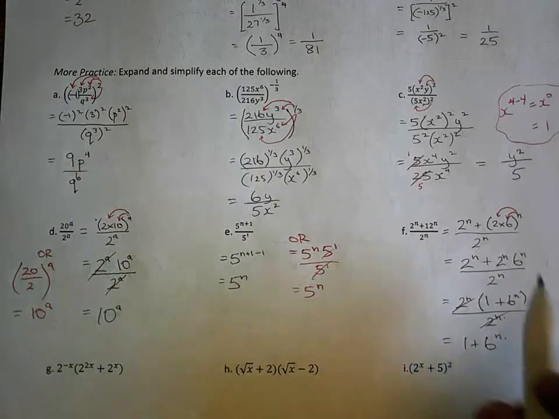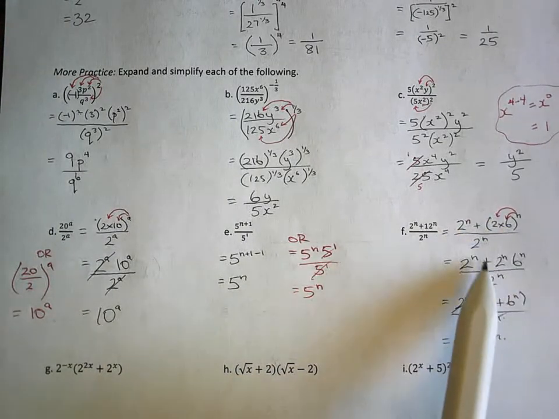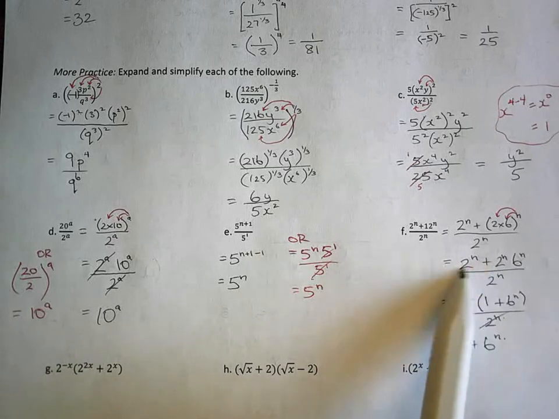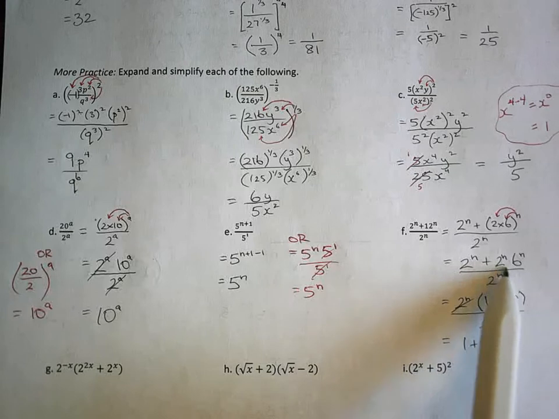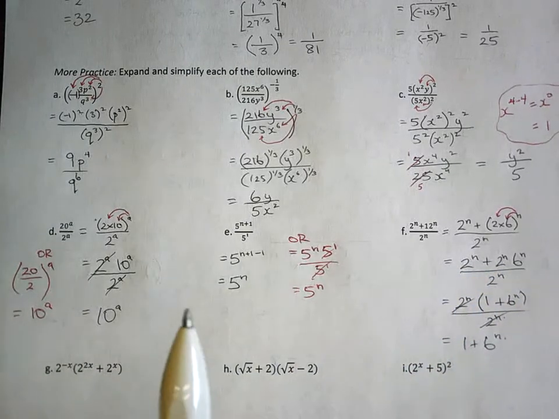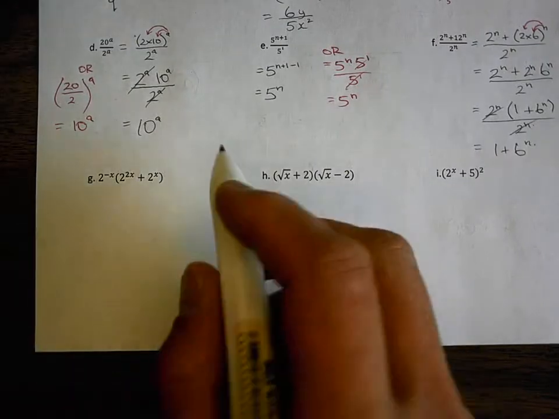That's a tricky question, and it does a bunch of things, right? Because we have to recognize this, but then we also have to factor out the 2 to the power of n. If I divide this by 2 to the n, I'm left with 1. If I divide this by 2 to the n, I'm left with 6n. Okay, and we have some questions down here.